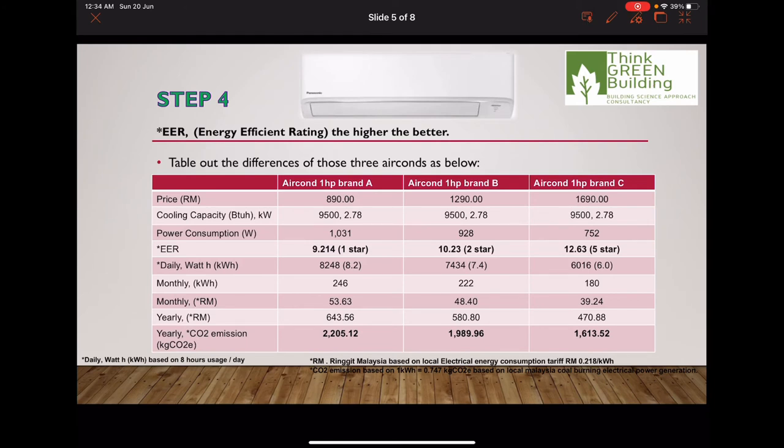Not just that, because we love the environment, we don't want to let the negative impact from greenhouse gases, that is CO2. So we also calculated the CO2 emission. What will be our prediction of CO2 emission once we buy this kind of air conditioner? We can see the higher one is the not efficient aircon. The yearly CO2 emission is about 2,205, while the most efficient one is just 1613. So this is important data that you will compare once you want to buy an air conditioner unit.